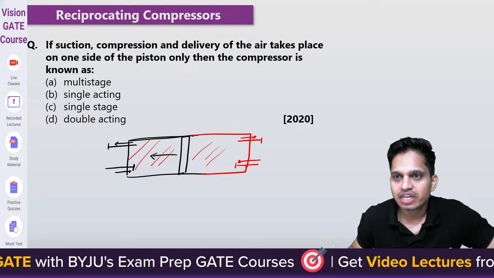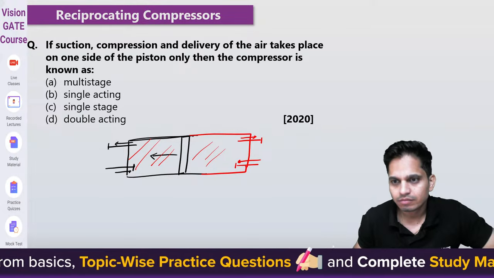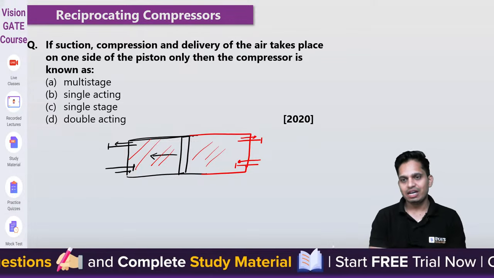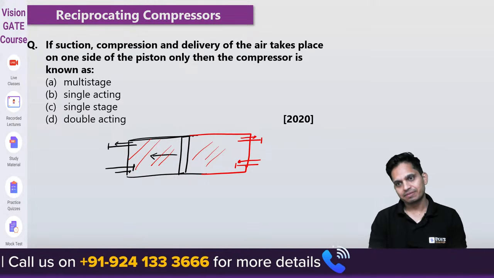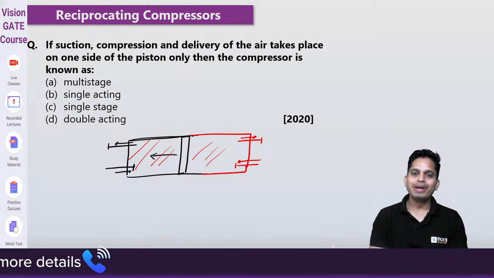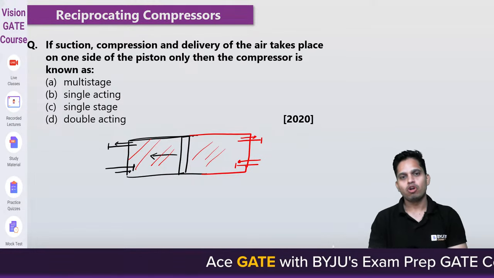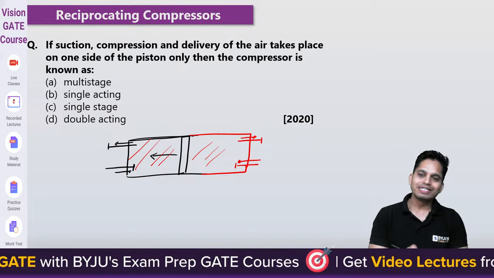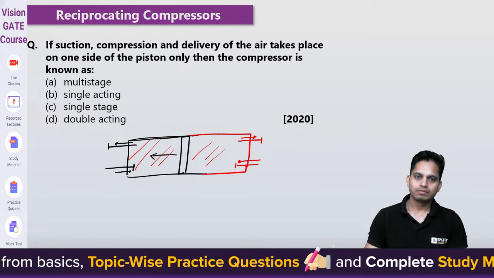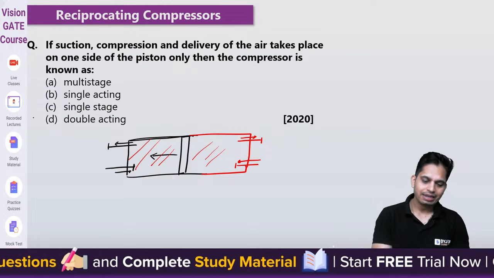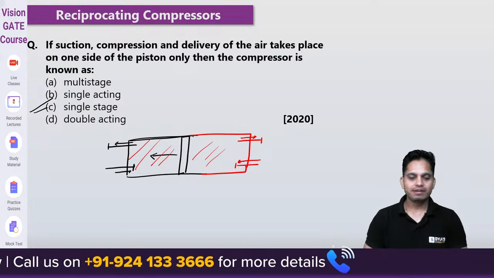I don't understand what you are saying. V initial is equal to V final. I don't know. Maybe it is from centrifugal compressors. Okay. Maybe it is from centrifugal compressors, but not here. Not reciprocating. Okay. Chalo. So what is this? Single acting. If only one side is happening, it is single acting. If it happens on both sides, it's double acting. Okay. Chalo.